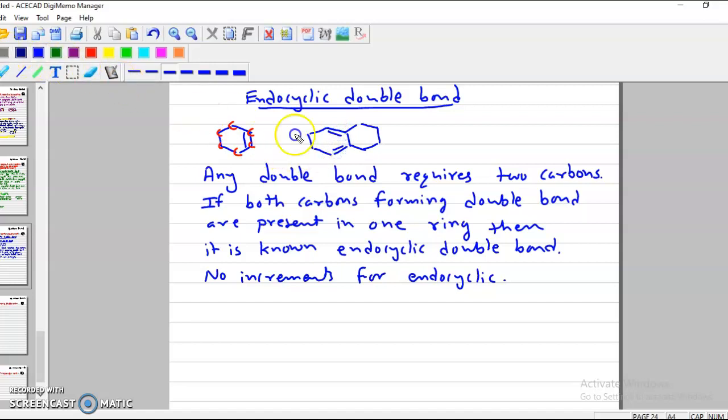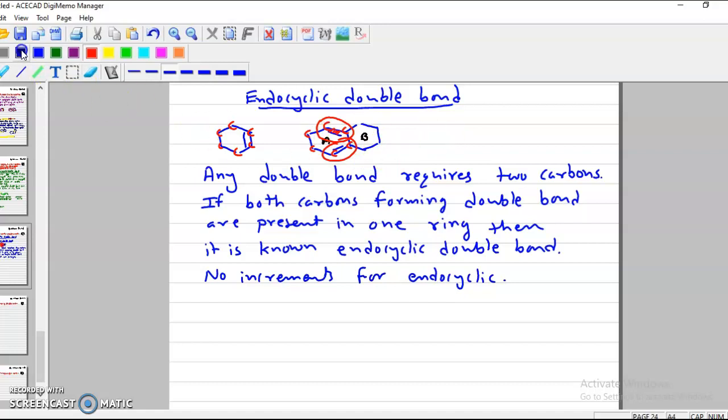This is ring A and this is ring B. For ring A, see this ring A is formed by these 6 carbons, and this double bond which is present over here is formed by these 2 carbons, and both carbons are present in one ring only, A ring. Therefore it is endocyclic for A ring. Even this is also endocyclic for A ring. So both double bonds are endocyclic for A ring.